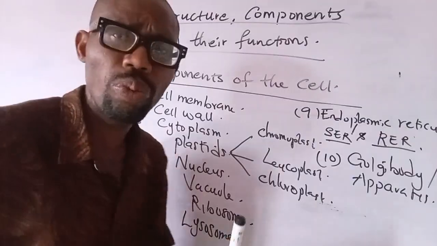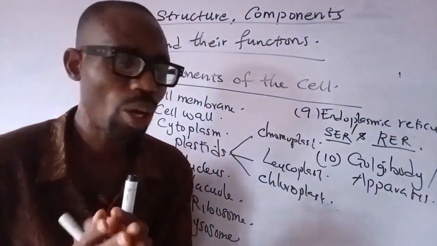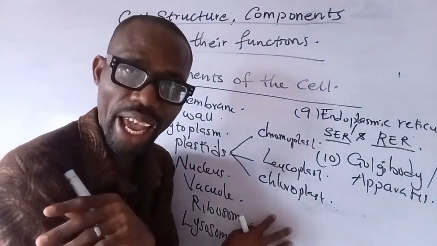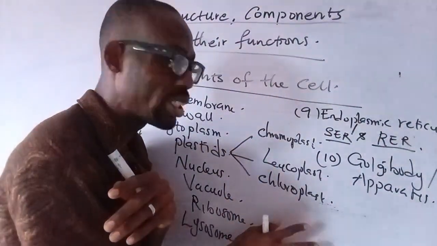So I'd like you to tell me in the comment section which of the cell components was not mentioned here. Let me know which cell component was not mentioned.